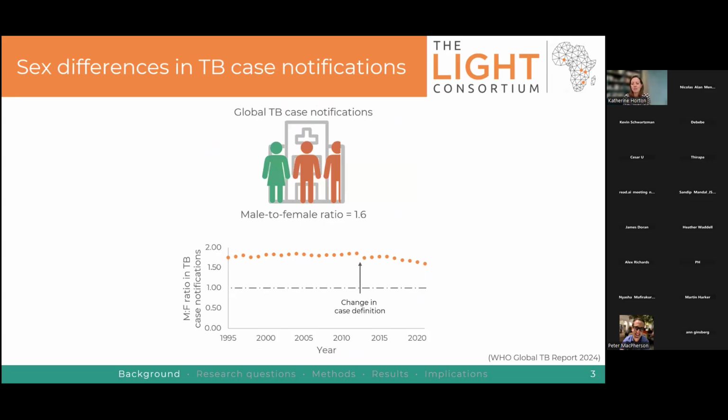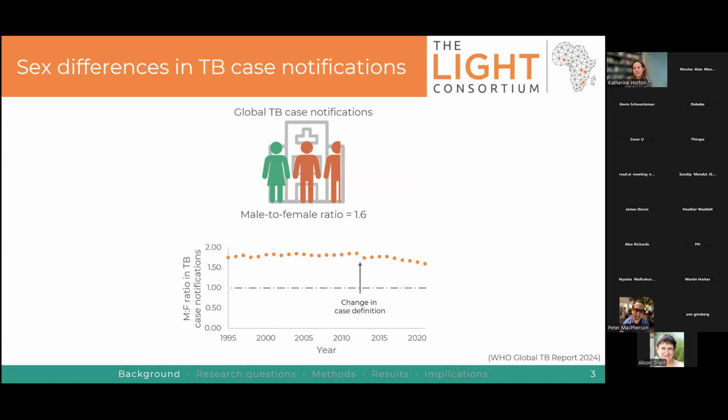Just to give a bit of background of how we got to the point we're at today, if we look at case notification data, we see that notifications have been higher among men than women since the WHO began reporting these data. Last year, the male to female ratio in global case notifications was 1.6 to 1. And for a long time, there was an assumption that these higher case notifications among men were the result of underdiagnosis of TB in women because of women's disadvantages in accessing TB diagnosis and treatment.